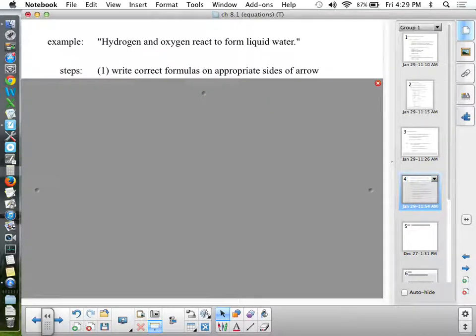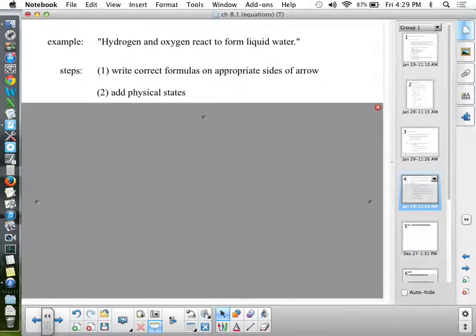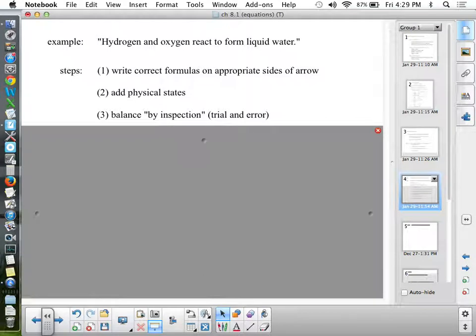So here are the steps that we're going to go through. Step number 1, we're going to write the correct formulas on each side of the arrow. Make sure you put the reactants on the left side and the products on the right side. Step number 2, we're going to add physical states. And then finally, we're going to balance it using a method that's called by inspection, which means essentially trial and error.